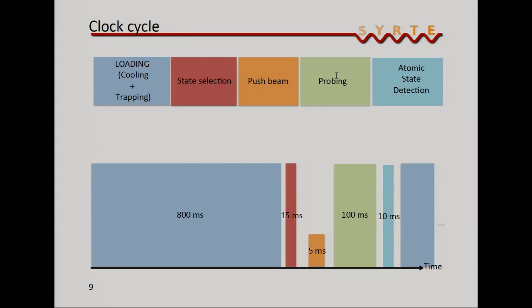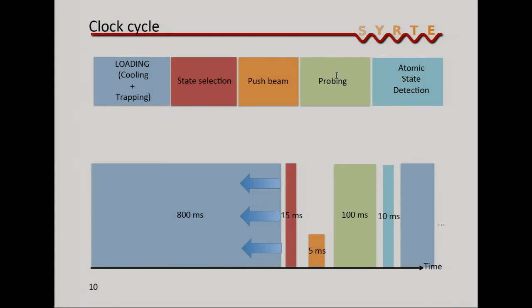And finally, we detect the atoms that are back in the lower level. And again, we repeat this cycle. So concerning the timing, as you see, for a clock cycle that is close to 1 second, the main contribution of this cycle is the loading part, that is around 800 milliseconds. That was 800 milliseconds where the uncertainty budget was taken. And so a solution could be to reduce this loading time.